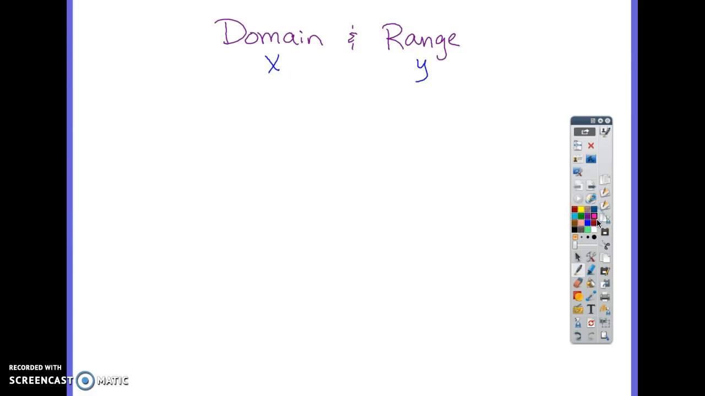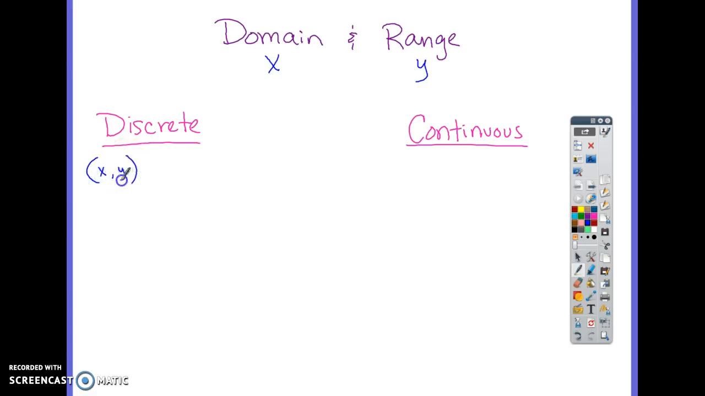There's two different types that we're going to be doing today. It's going to be discrete and continuous. And the way that you can tell the difference between discrete and continuous is that discrete are ordered pairs, X comma Y, X comma Y, X comma Y, okay? And on a graph, you'll see them as points. This is discrete.